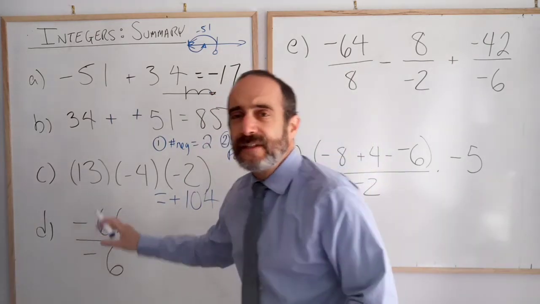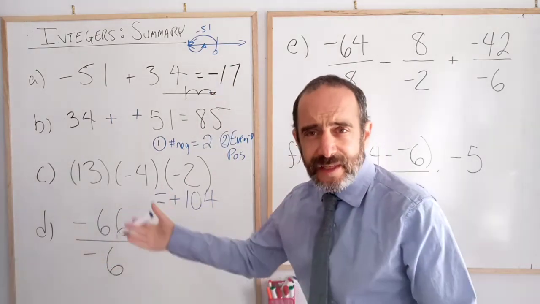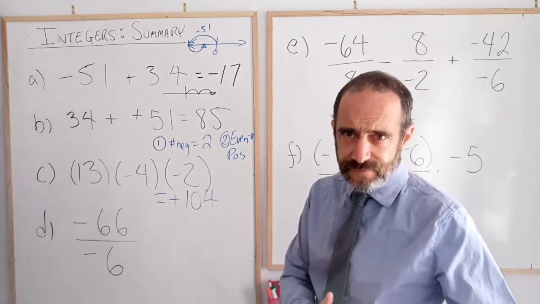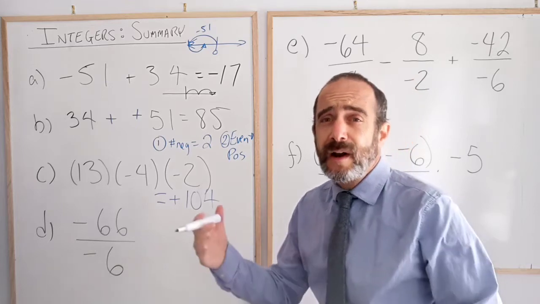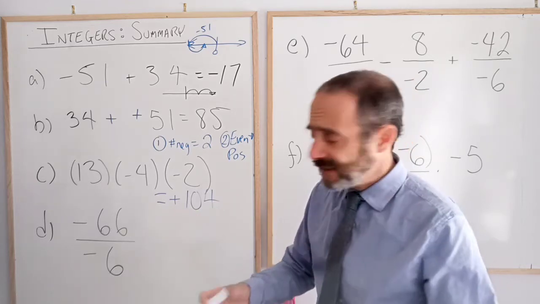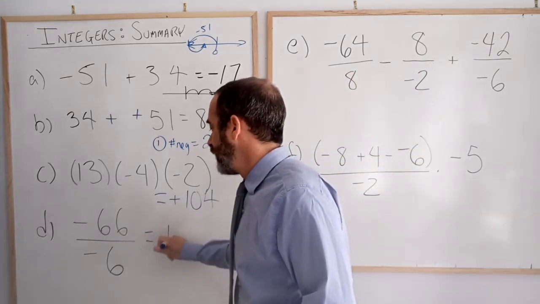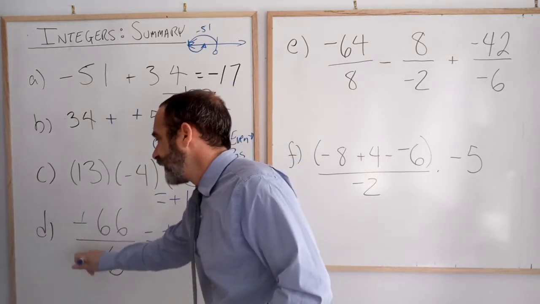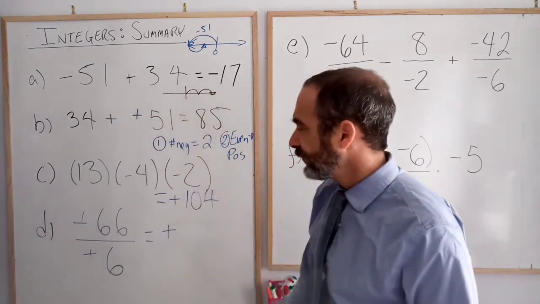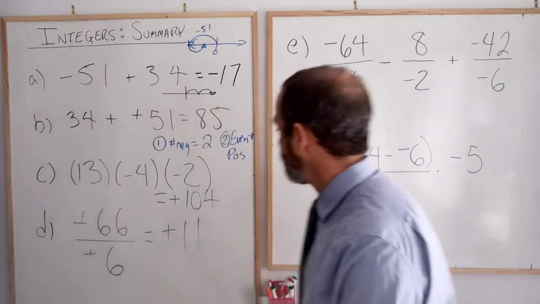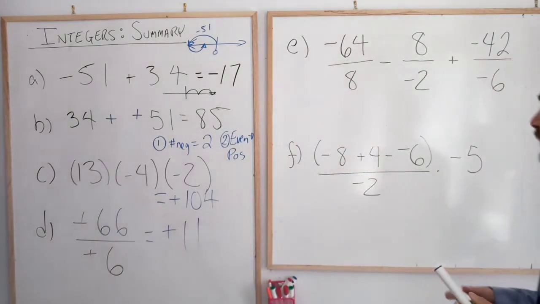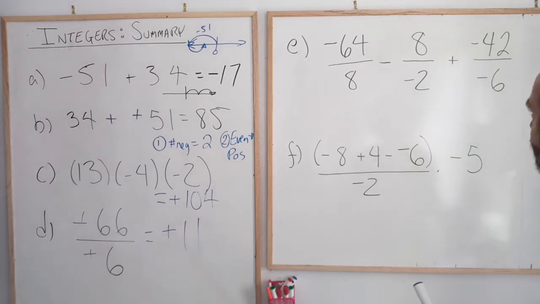A negative divided by a negative. You may remember that table we looked at during the division video, right? A negative divided by a negative, or a positive divided by a positive, yields a positive result. You can think of it as those negatives canceling each other out. And 66 divided by 6 is 11. I love the 11's times tables. They're so pretty and easy to remember.